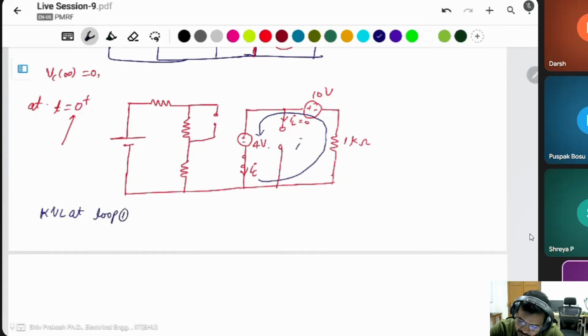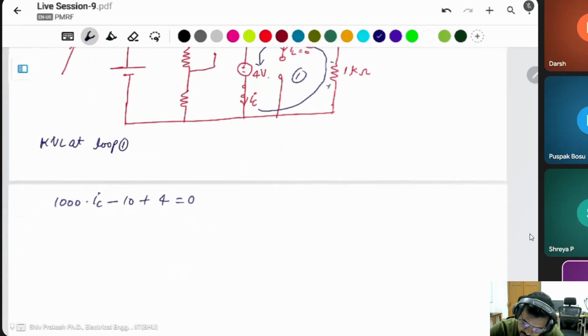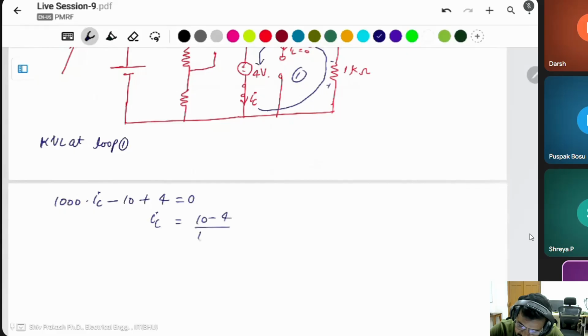At loop 1, started from here, suppose 1K into IC, or you can say 10,000 IC minus 10 plus 4 volt is equal to 0. And what is the IC in this condition? IC is (10 minus 4) divided by 1000. This will be 6 milliampere.